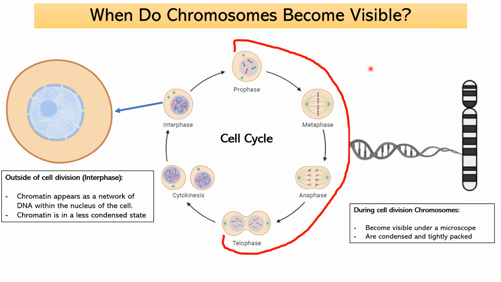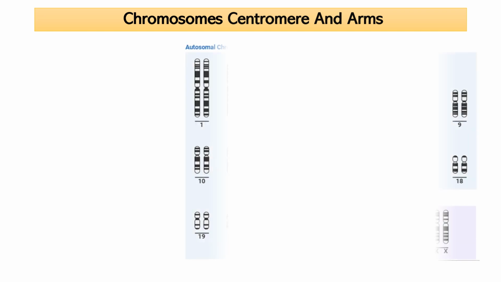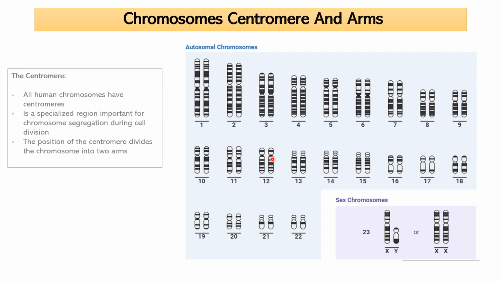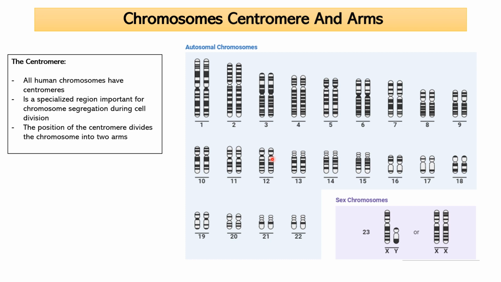So now we need to get into more details about the structure of the chromosome. As we can see here, this is the complete set of chromosomes found in a human somatic cell. And we can see a very common thing between all chromosomes is that they have this narrow area within each chromosome. So what is this narrow area? These areas are called the centromeres.